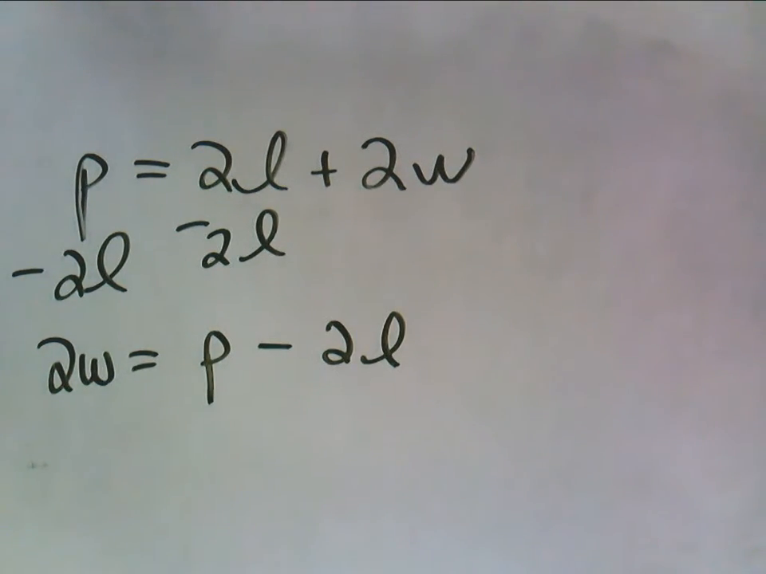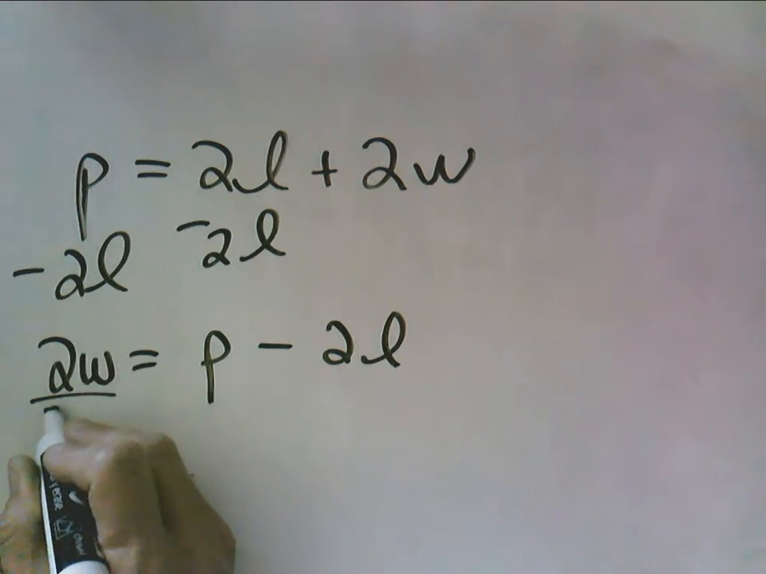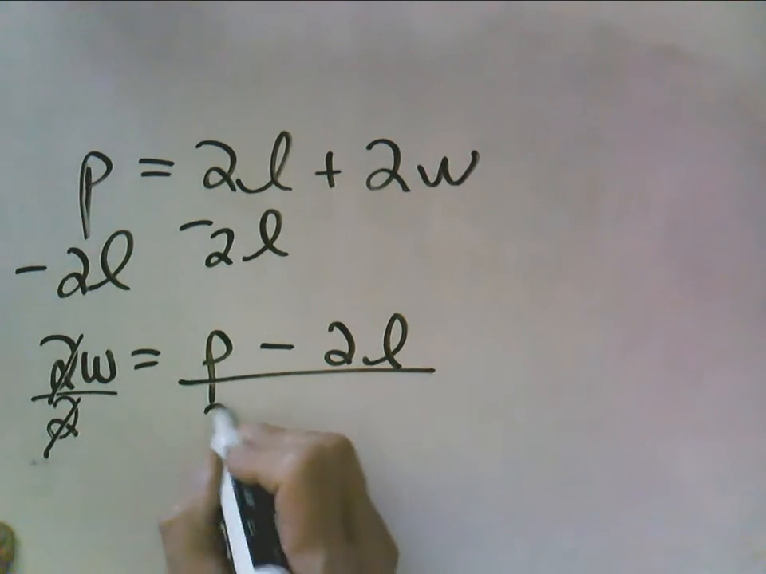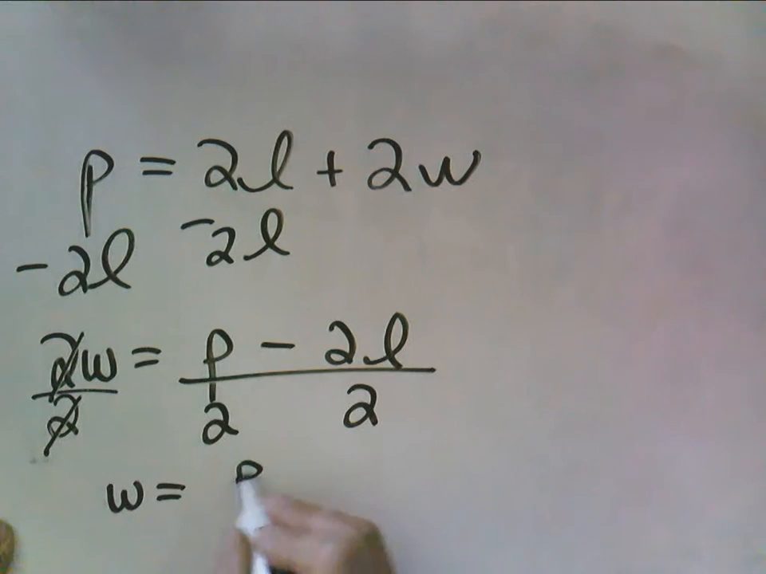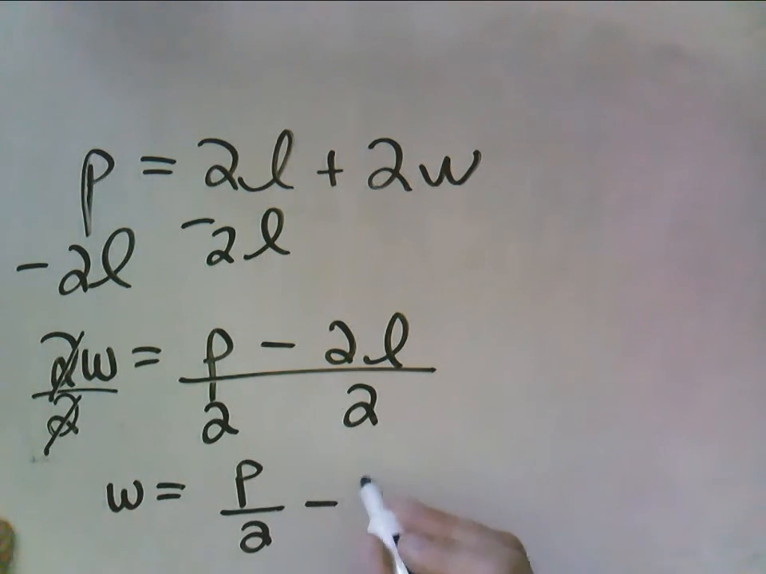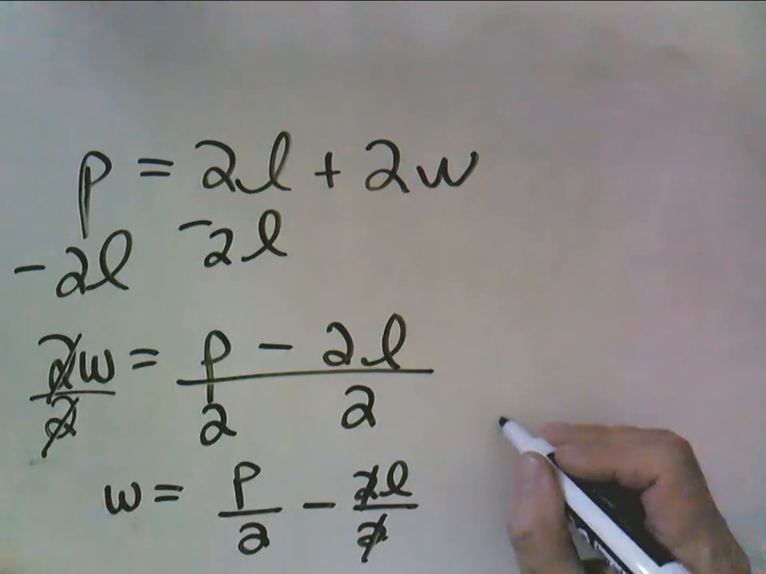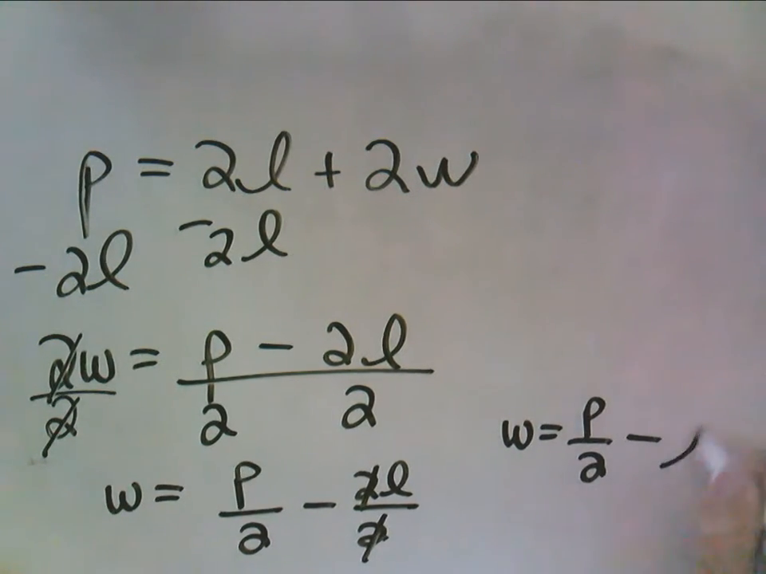Now, is this solved for W? No, it's not, because now it's solved for 2W. So how do I get rid of the 2? Well, the 2 is multiplying the W, so I divide by 2 to get rid of it, which means I have to divide this by 2 and this by 2. So I get W equals P over 2 minus 2L over 2. And those 2's can cancel out. So I end up with W equals P over 2 minus L.